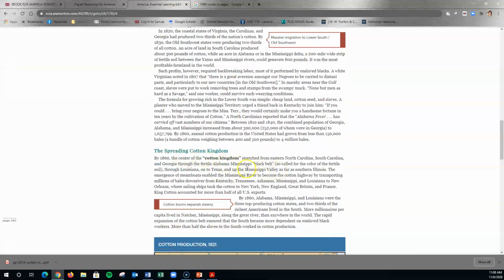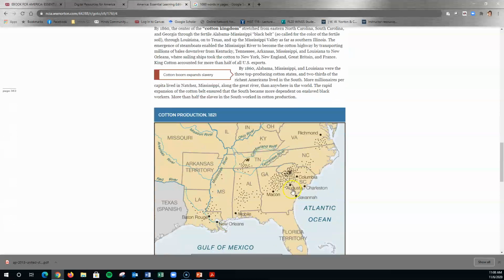In 1860, the Cotton Kingdom stretched from North Carolina, South Carolina, Georgia, through Alabama, Mississippi's Black Belt, and then through Louisiana on to Texas. This is kind of what we're talking about here.